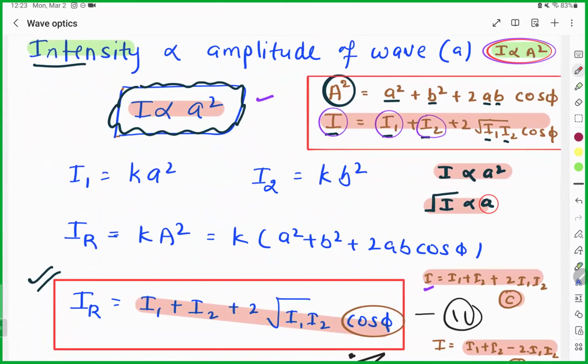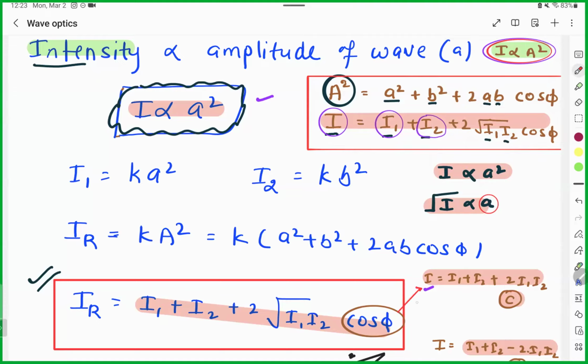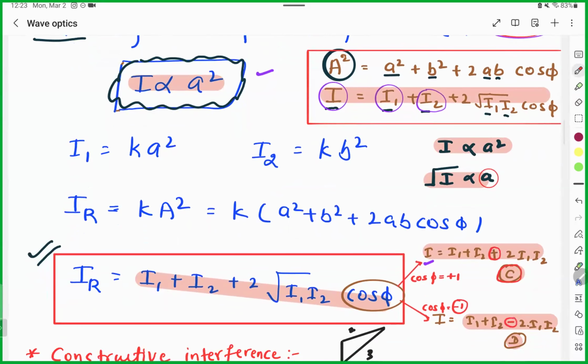Okay. And what happened in this last derivation? The resultant intensity is I1 plus I2 plus 2 under root I1 I2 cos phi. Now what happened in the constructive interference? In constructive interference, your cos phi value will be maximum, that is plus 1. And in destructive interference, cos phi value will be minimum, that is minus 1. That's why here in the constructive you have plus sign, C means constructive, and in destructive you have minus sign because minus 1. Any doubt?